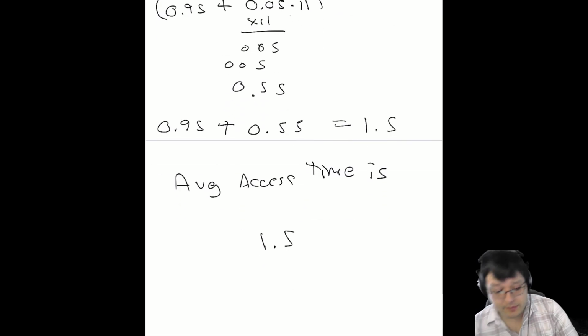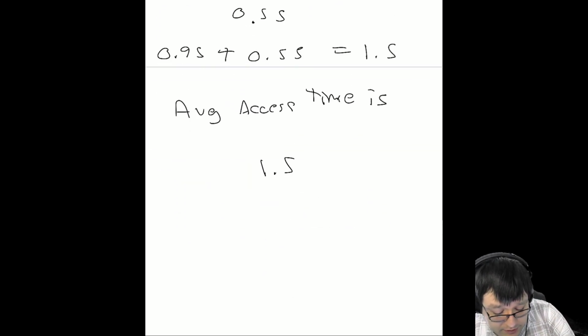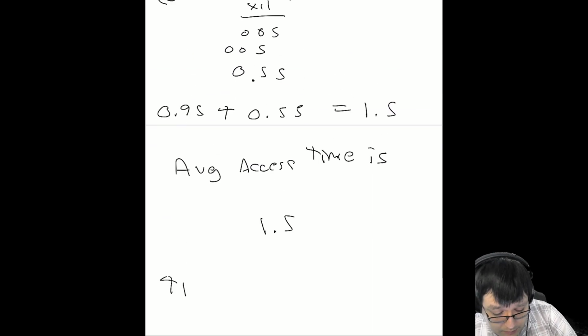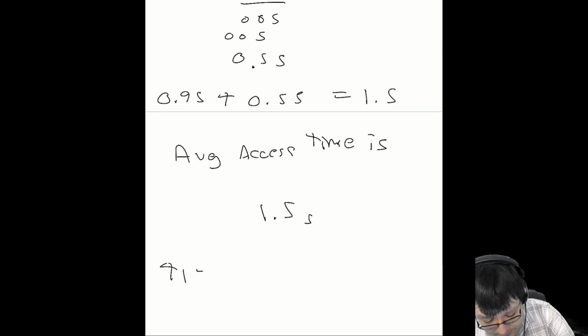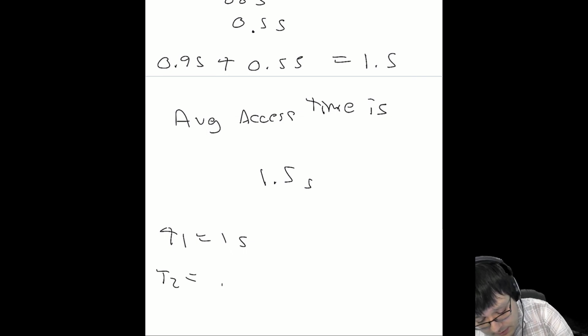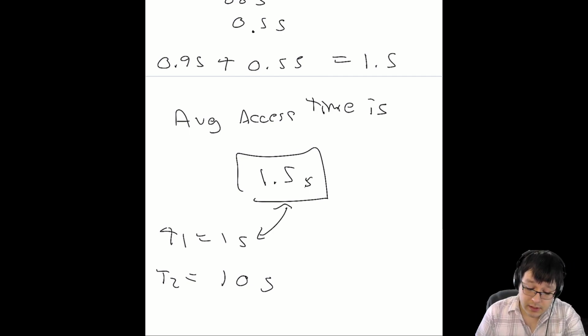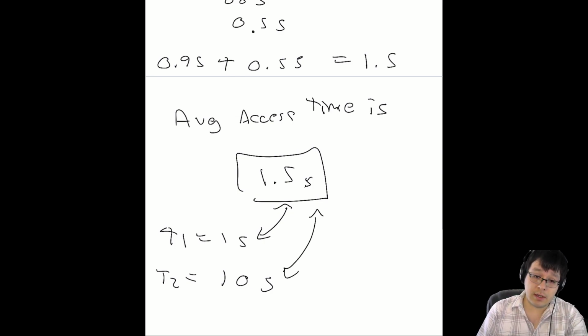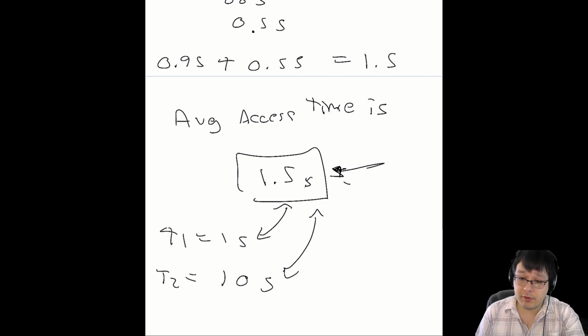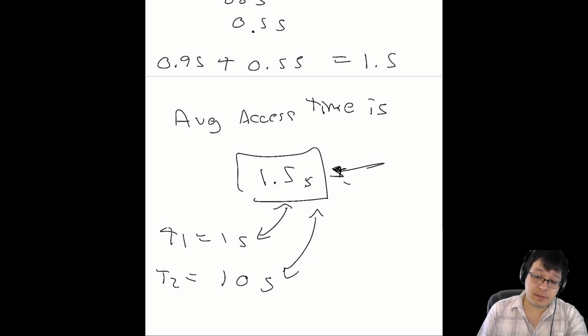So that means our average access time is 1.5. Now let's look back. The L1 cache access time, T1, was 1 second. The main memory access time was 10 seconds. We got 1.5 seconds on average. Yes, it's not 1 second, our ideal time, but it is definitely closer to our ideal time than it is to our main memory time, right? So if we have that hit ratio of 0.95, we don't really lose much efficiency from this two-layer system, even though we get the extra capacity that it can give us.